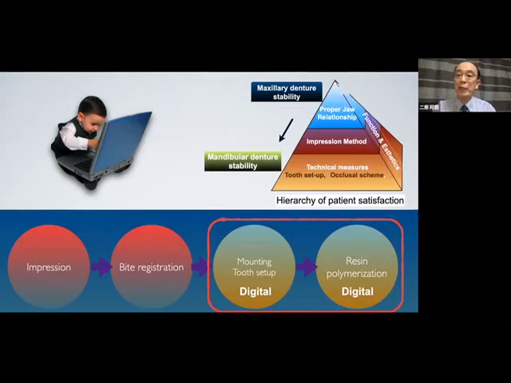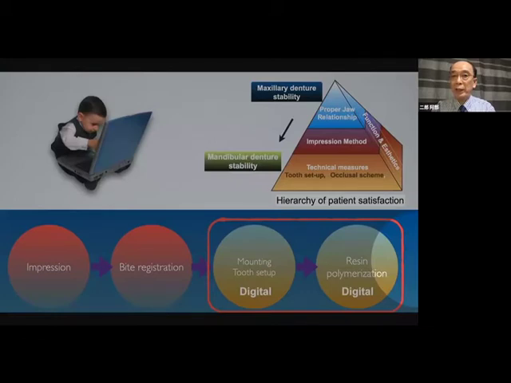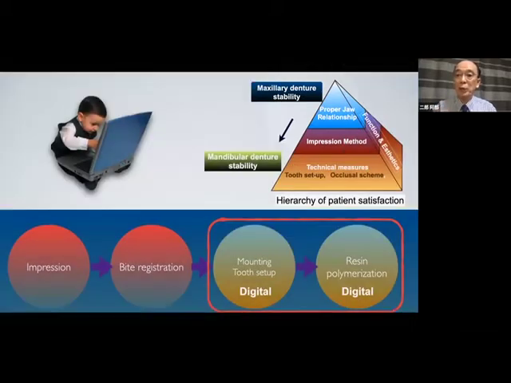This is the pyramid, the hierarchy of complete denture procedure. The most important requirement to satisfy patients is to obtain the accurate reproduction of jaw-to-jaw relationship. In short, vertical dimension and the horizontal mandibular jaw position are very important. And the impression method, retention, is in the second place.